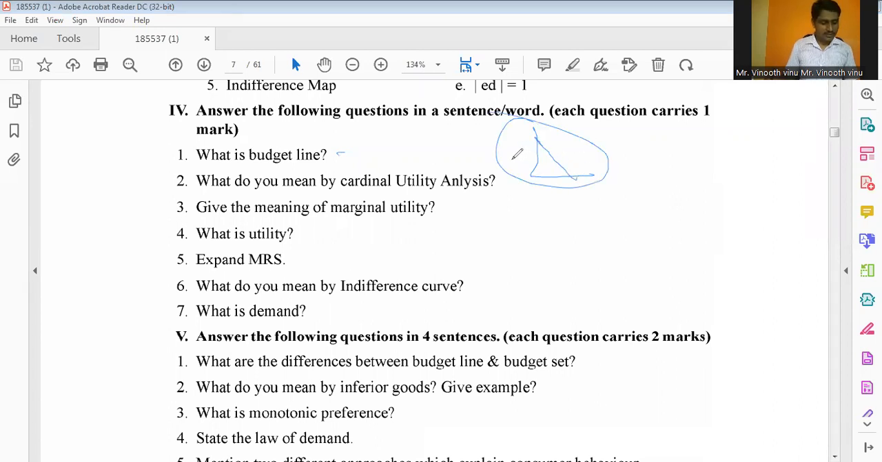Graphical representation of two goods in which consumer purchases at particular price and particular income.